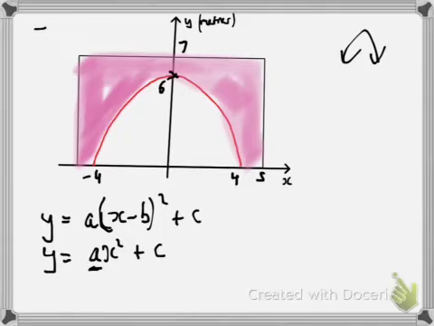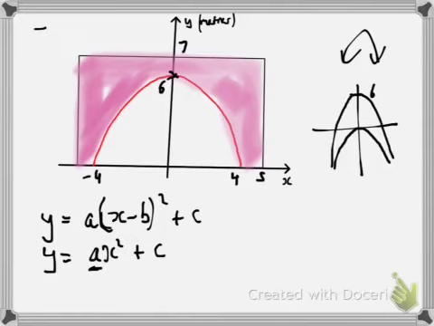What I'm worried about is where this graph has been shifted, because given that the original graph would have been here, it's now gone up to 6. So it's been shifted up 6 places. So what I know about my graph is it's y equals something x squared plus 6, and my value of a is going to have to be negative.